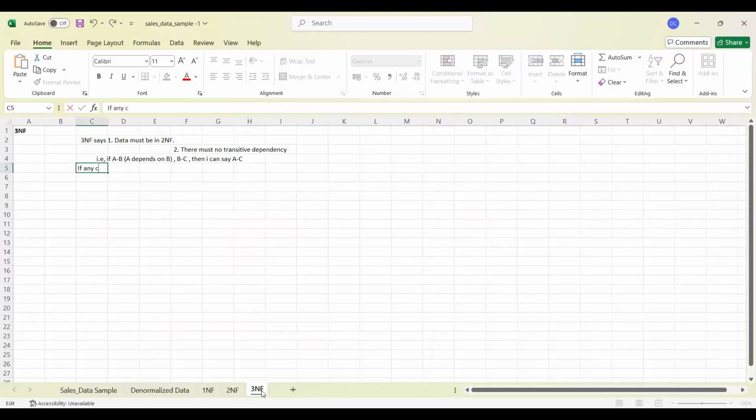If any column is existing which shows transitive dependency, we need to split that also into a separate table. Okay, basically this is the rule.